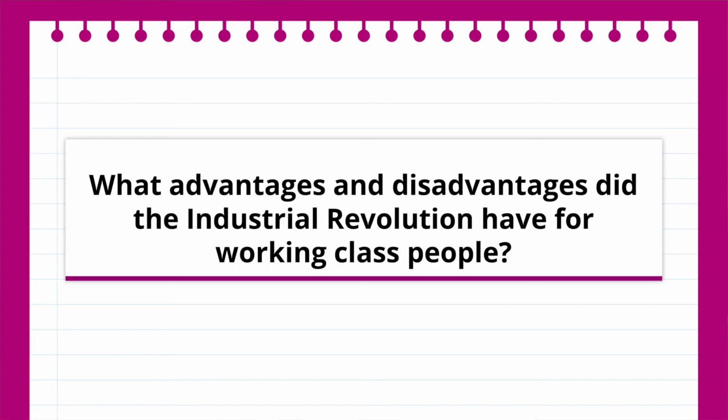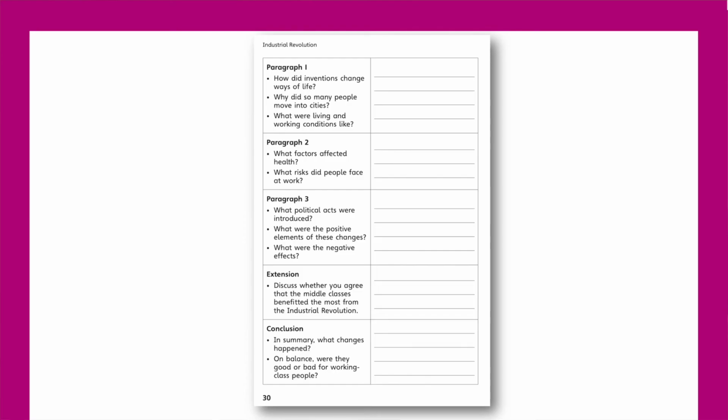And the final lesson, Lesson 6, asks pupils, what advantages and disadvantages did the Industrial Revolution have for working class people? This extended written response gives pupils a chance to consolidate their knowledge of the period, weighing up evidence to reach a judgment and embracing the shades of grey within historical study.